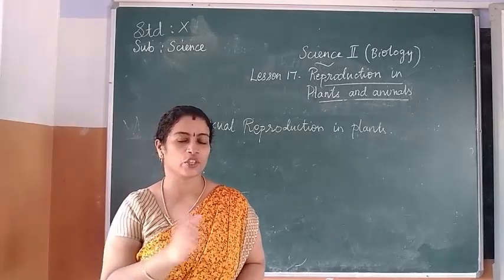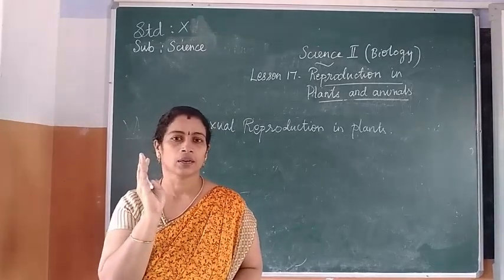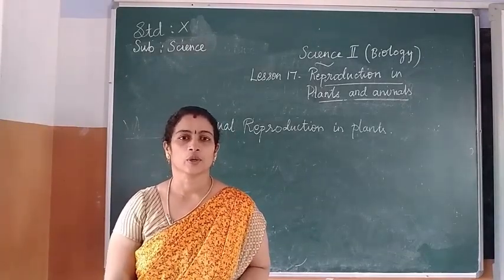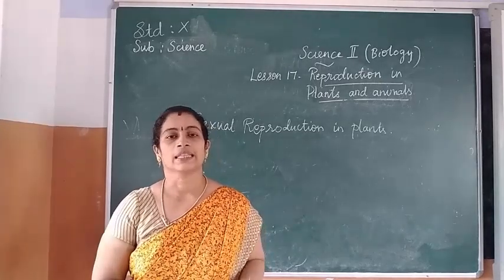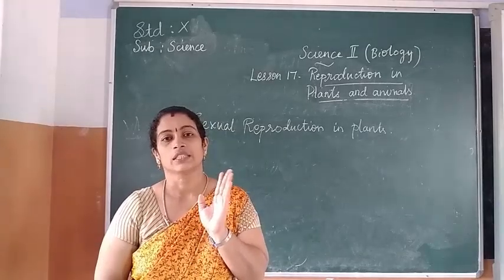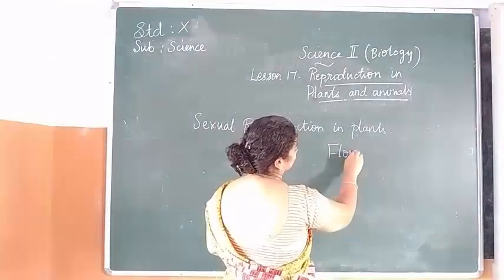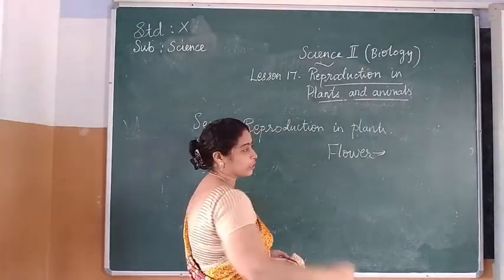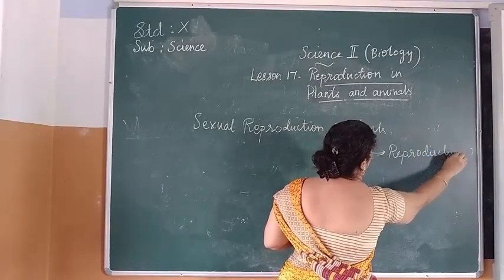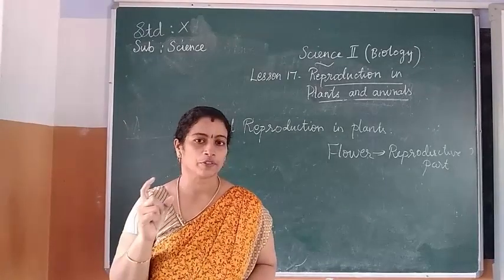So, we have studied plants. When you see a plant, you can see the vegetative part. I already told, root, stem, leaves, buds. These are all said to be the vegetative parts of the plant. So, what is the reproductive part of a plant? You know that the most attractive part of the plant is the flower. And these flowers are involved in sexual reproduction. So, the flower is the reproductive part of a plant.